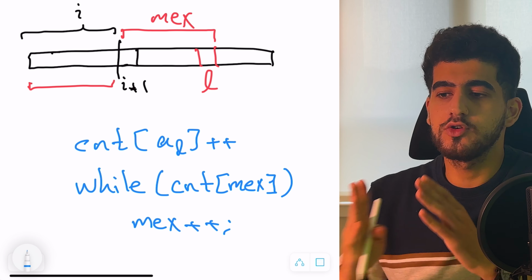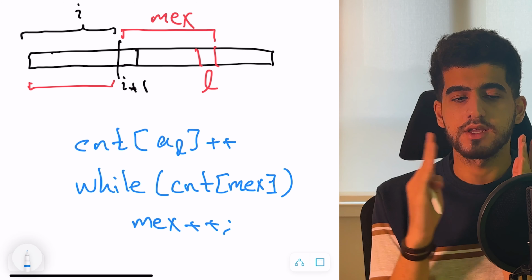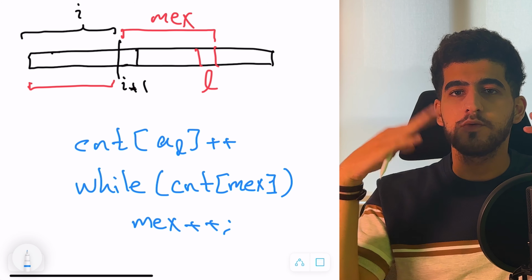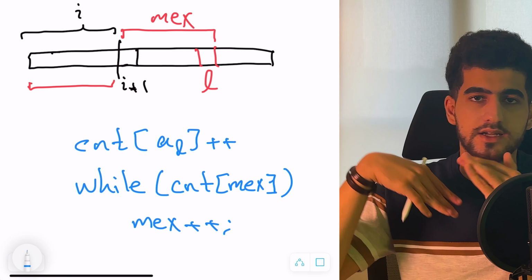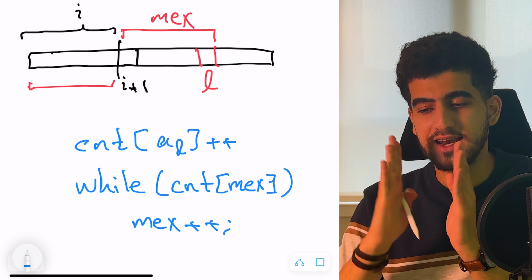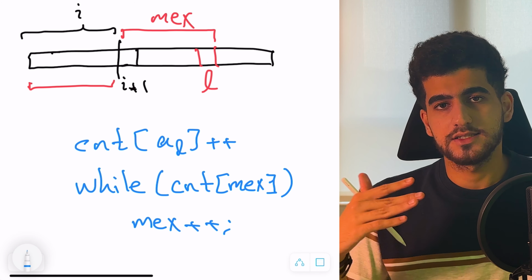This way, in total, when I start from some value and I go forward, I'm sure that my MEX will be just increased by 1 at most n times, because MEX cannot be greater than n. So in total, my time complexity for calculating the MEX in all the subarrays wouldn't be bad.